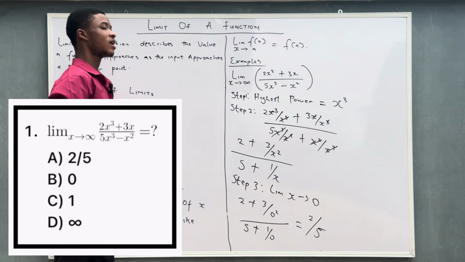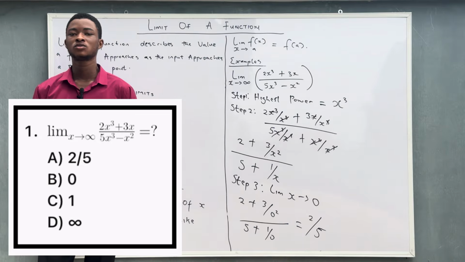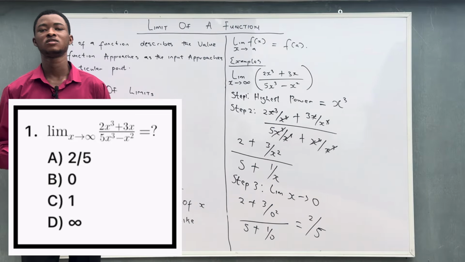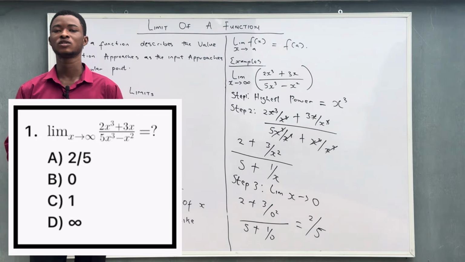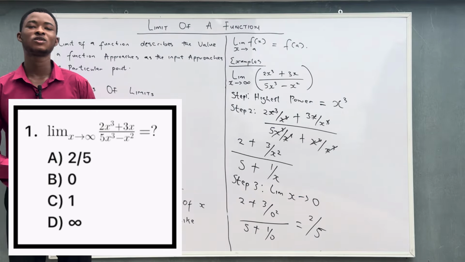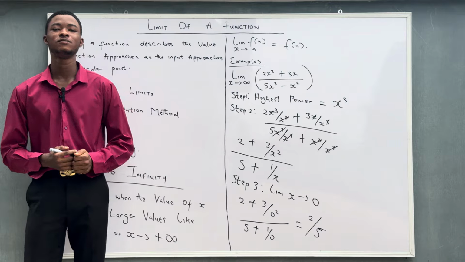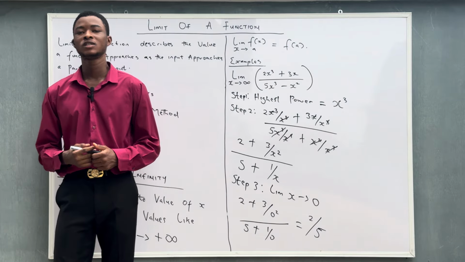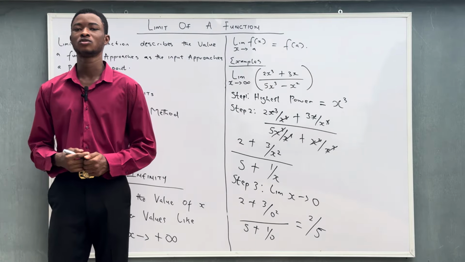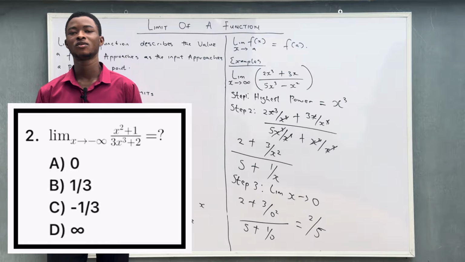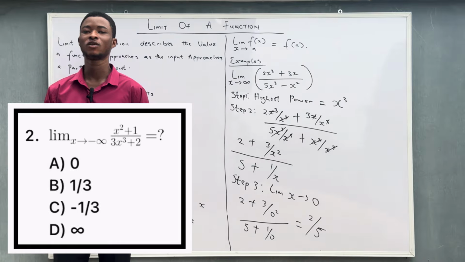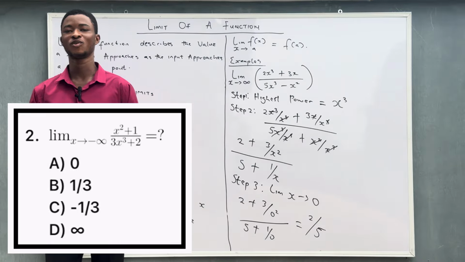So 2 divided by 5 is correct to this kind of question. So from what we have on the screen, option A is correct. So 2 over 5 is correct to this kind of question. And this is how you solve any question under the limit to infinity. So this will be all on the limit of a function. Attempt this question on the screen and let me know your answer in the comments. I will let you know if you are right or wrong.